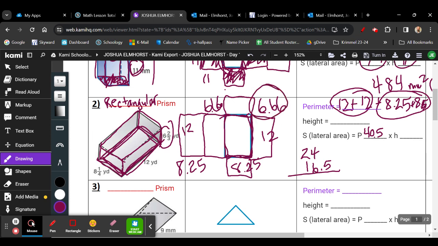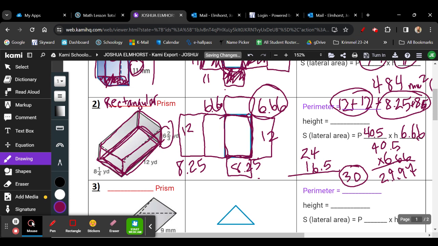And then the height is going to be 6.66. 40 1/2 times 6.66. Go ahead and multiply that out. So that comes out to 29.97, and I think that is very close to 30, so we can go ahead and estimate that because we rounded using fractions. And I think we forgot to put the height in here, 6 2/3 yards.